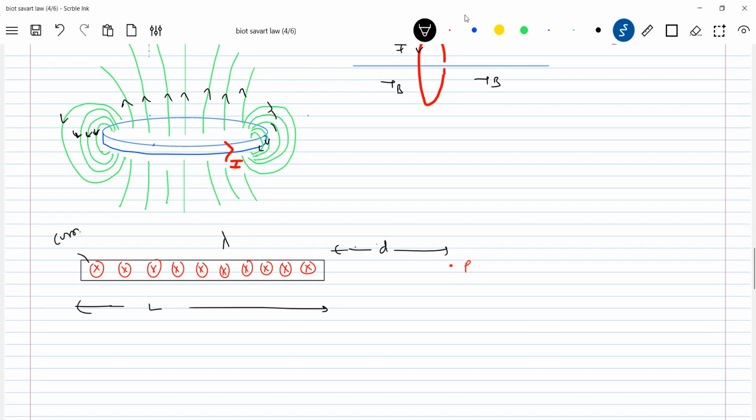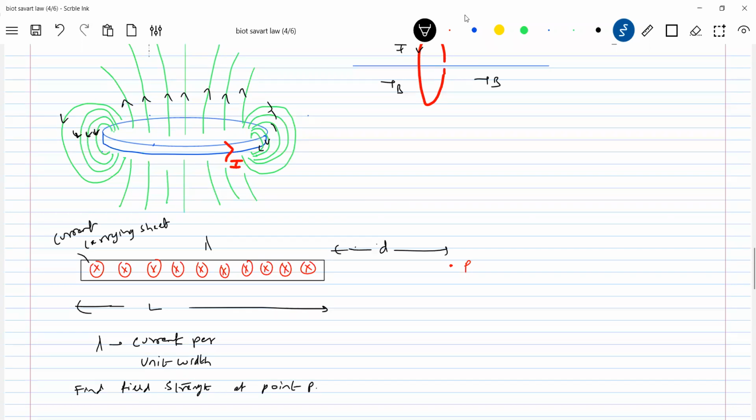What is this? Current carrying sheet. So what is lambda? Lambda is current per unit width. We have to calculate the field strength at point P. So find the field strength at point P.